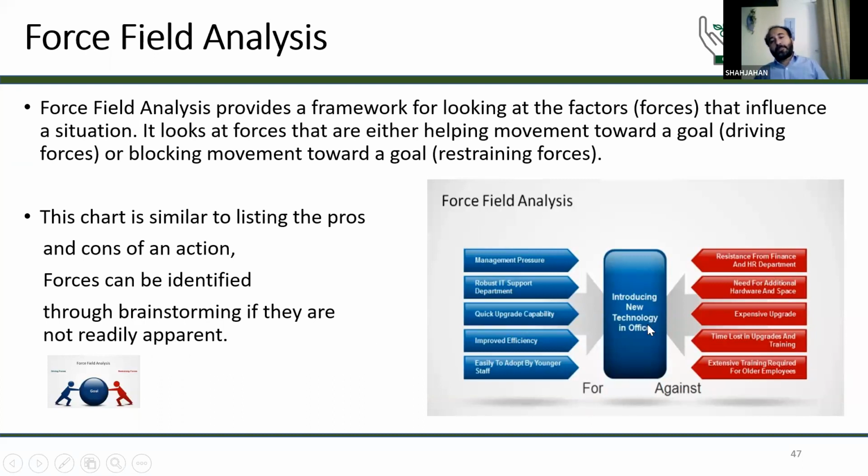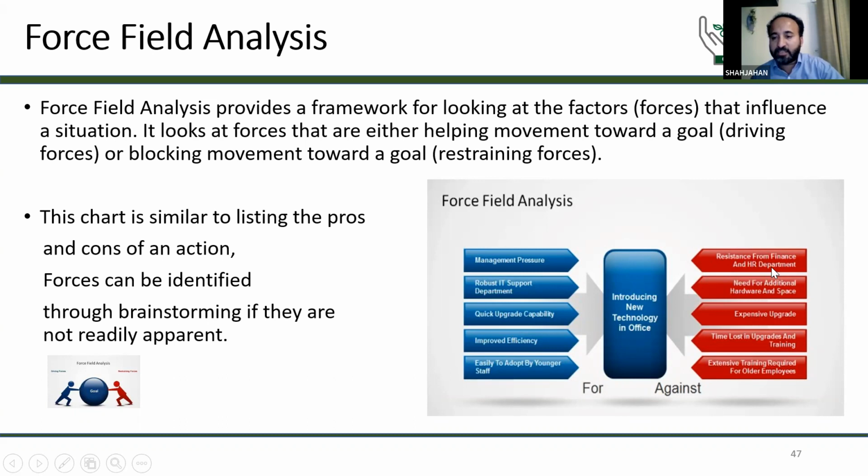For example, say we want to introduce new technology in the office. Now we will ask the staff what their views are about this. Some staff will be against it and some staff will be for it. So for example, you can see for this new technology, what are the driving forces? Management pressure. Management wants to bring this technology. Also a robust IT support department, quick upgrade capability, improved efficiency, and easy adoption by the younger staff. These are the advantages. Now, what are the restraining forces?